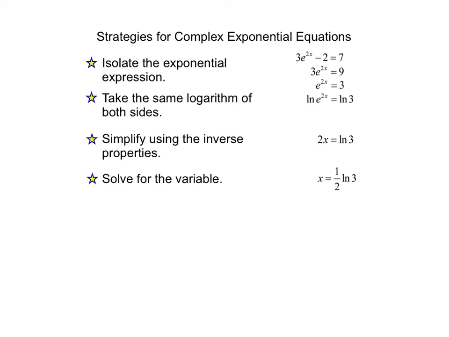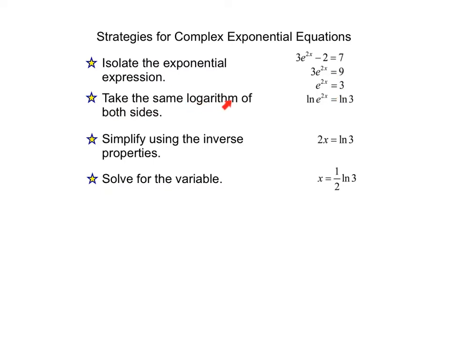So now the next question is, what do I do when I can't write either side of my equation with the same base? So here's an example of that. The first thing you're going to do is isolate the exponential expression. So if you look at my example here, I have e to the 2x. I'm going to solve this equation for that. I do that by adding 2 to both sides and then dividing both sides by 3.